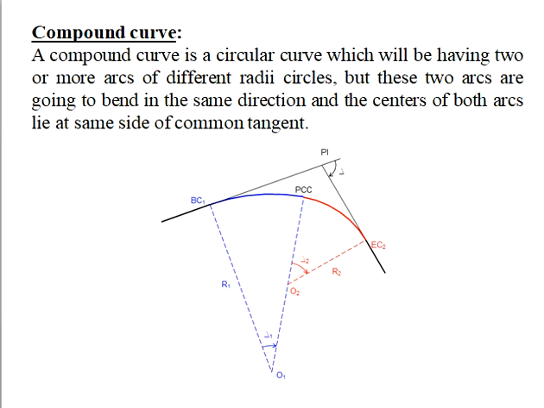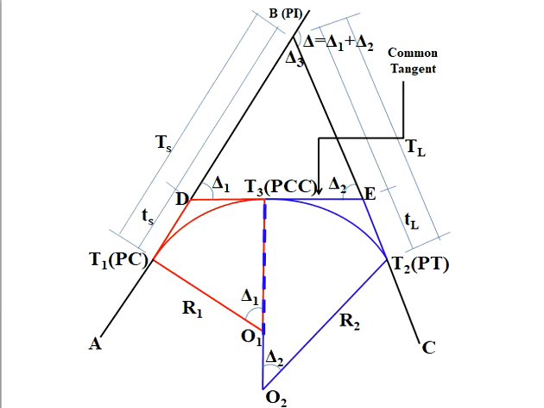But these two arcs are going to bend in the same direction, and the centers of both arcs lie at the same side of the common tangent, like shown in the figure. In this, a typical compound curve is shown. This compound curve consists of two simple curves. The red colored is one and the blue colored is the second simple curve.